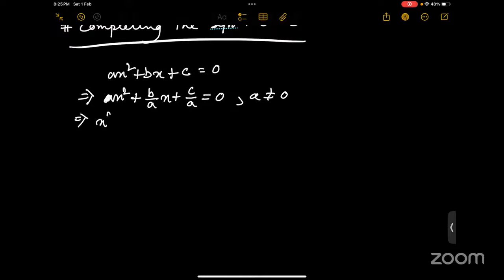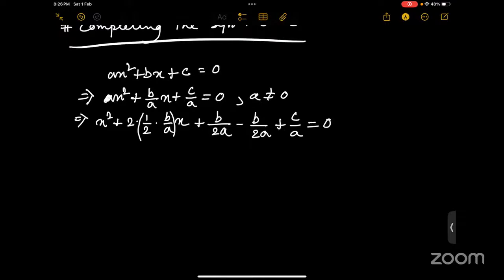Now, if I want to complete the square, we can adjust this like that. We can multiply it by 2, then divide it by 2, and b by a will be as it is. We know that the formula is a squared plus 2ab plus b squared. So this is our b. That means we need b by 2a. So this is our extra term. That means we will again adjust this plus c by a. Is it clear up to now?